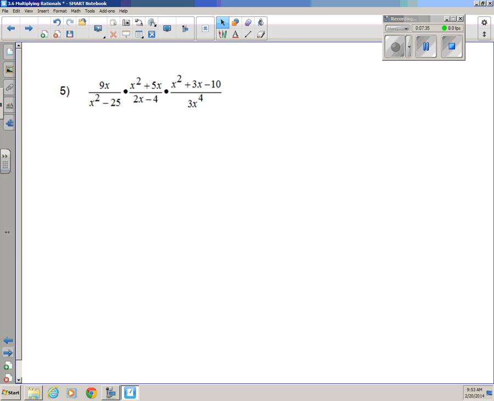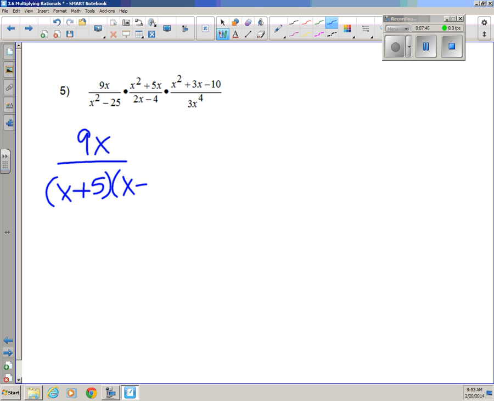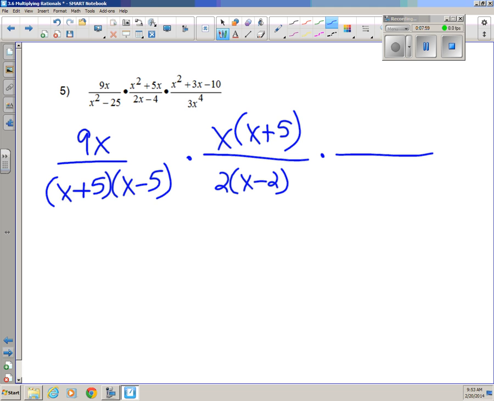Now we've got 3 different rational expressions here. So we're going to factor everywhere we can. The first fraction, the numerator is as is. The denominator is difference of squares, x plus 5, x minus 5. Second fraction, numerator is GCF, x plus 5. Denominator is also GCF, 2 times x minus 2. Third fraction, numerator is trinomial factoring, x plus 5, x minus 2, and the third fraction denominator is as is, just 3x to the 4th.